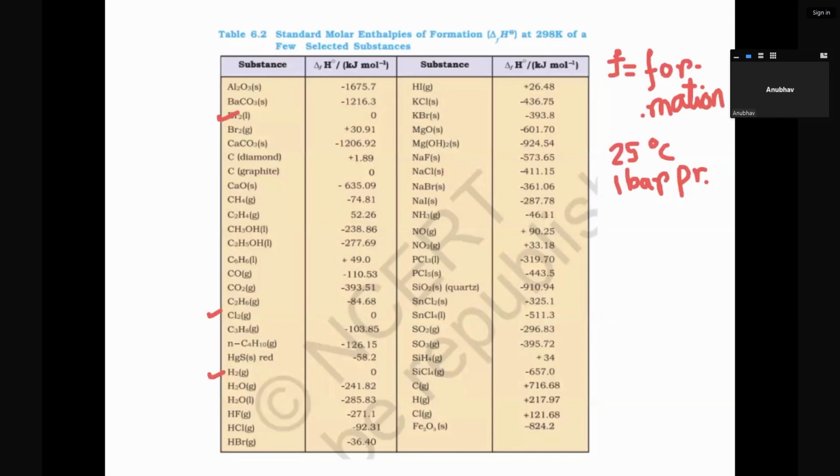Now there will be some equations for you to understand what these are. Firstly, there will be many reference states. For oxygen, it is oxygen gas. For carbon, it is carbon graphite. For sulfur, it is its rhombic state. Now I will put up some examples so that you can better understand how the standard molar enthalpies of formation are given below.